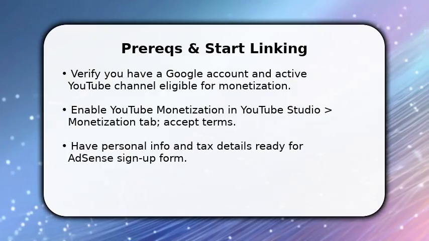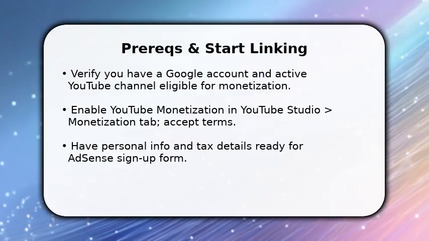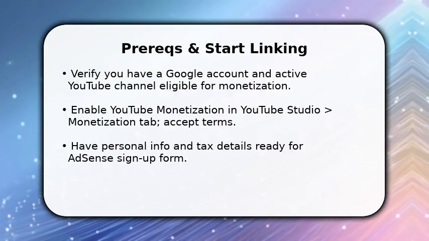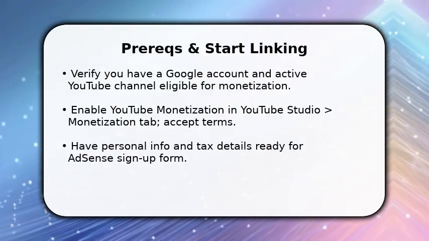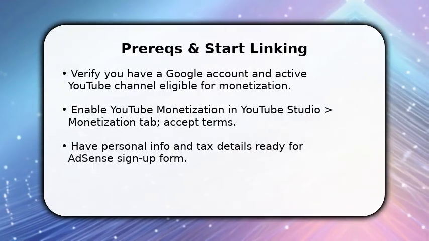You're starting with the essentials: your Google account, an enabled YouTube channel, and the monetization option live. First, open YouTube Studio and go straight to monetization. Accept the partner program terms and confirm your channel meets thresholds.